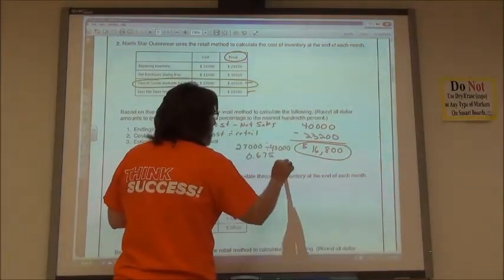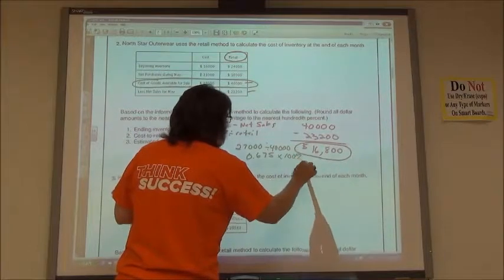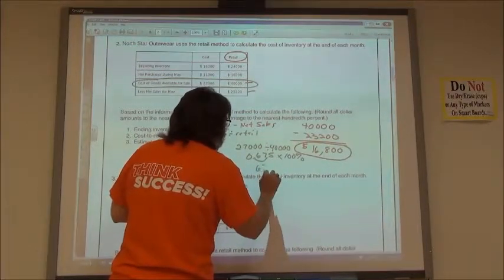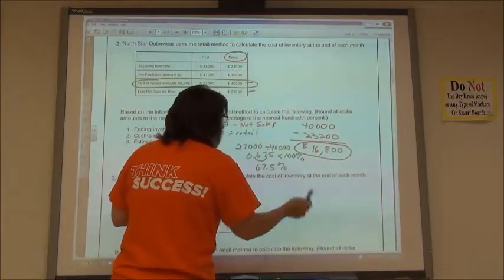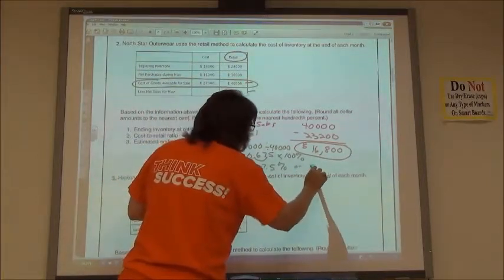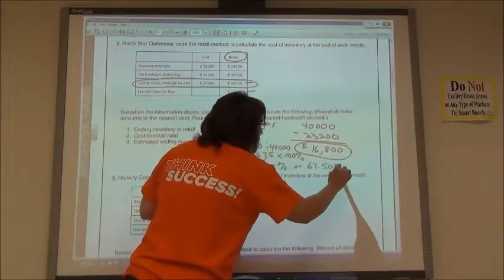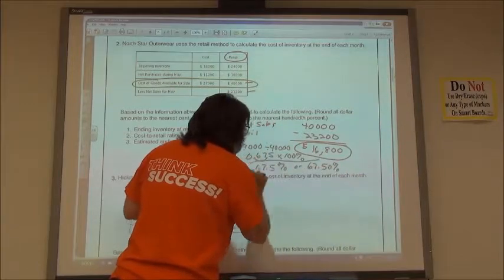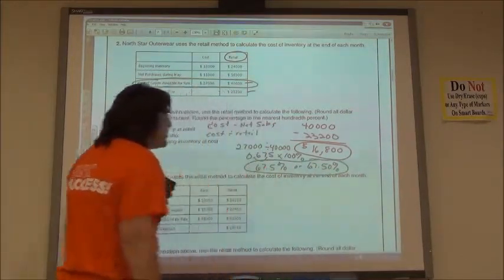0.675. Again, we want to change that to a percent. So we get 67.5%, or you may see them put it as 67.50 since it specifies go to the nearest hundredth of a percent.